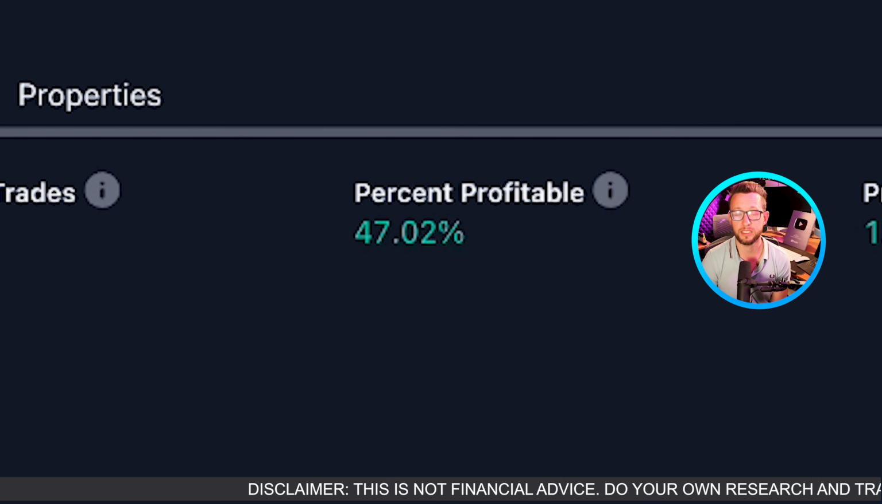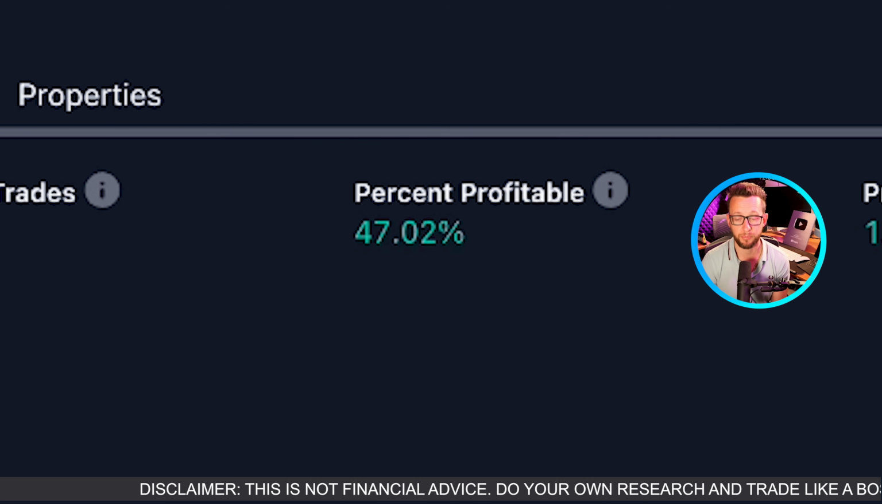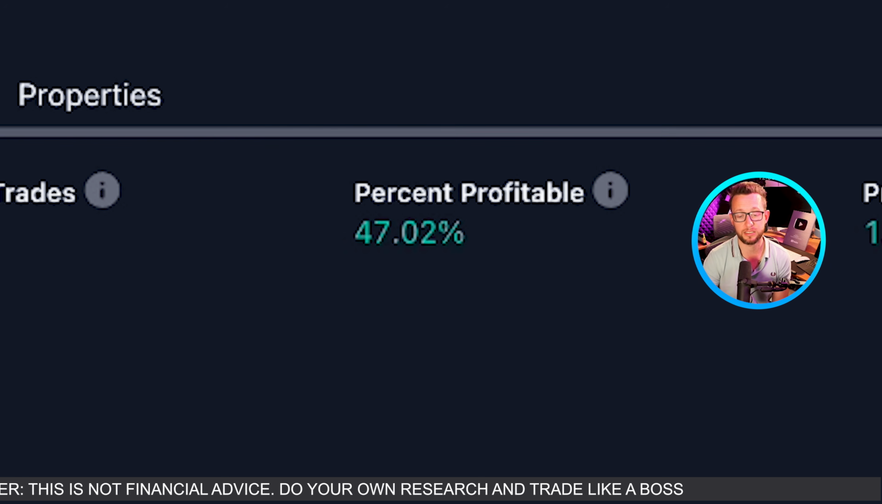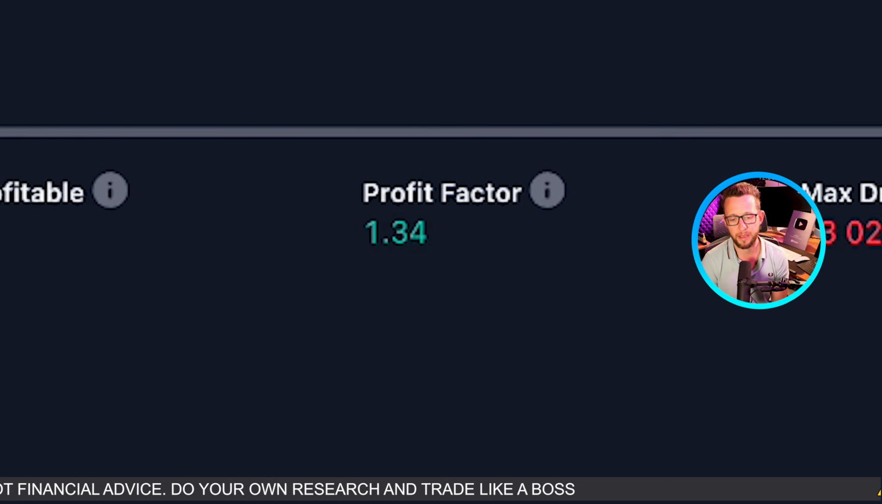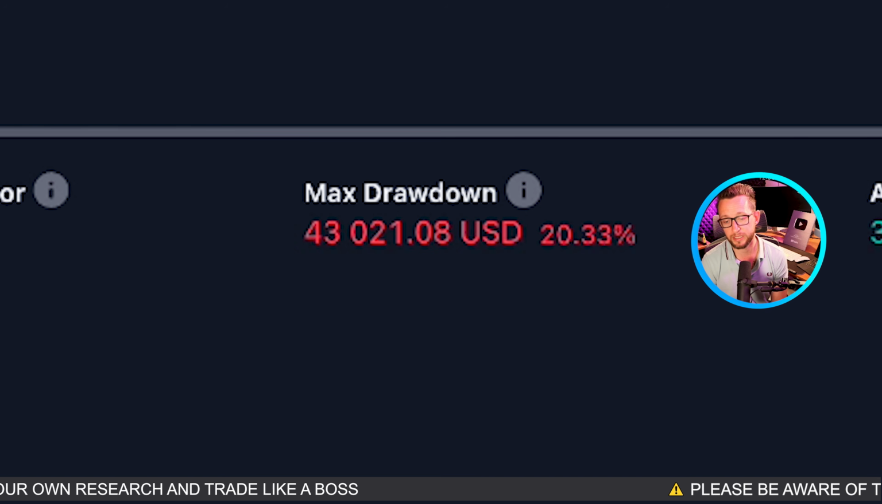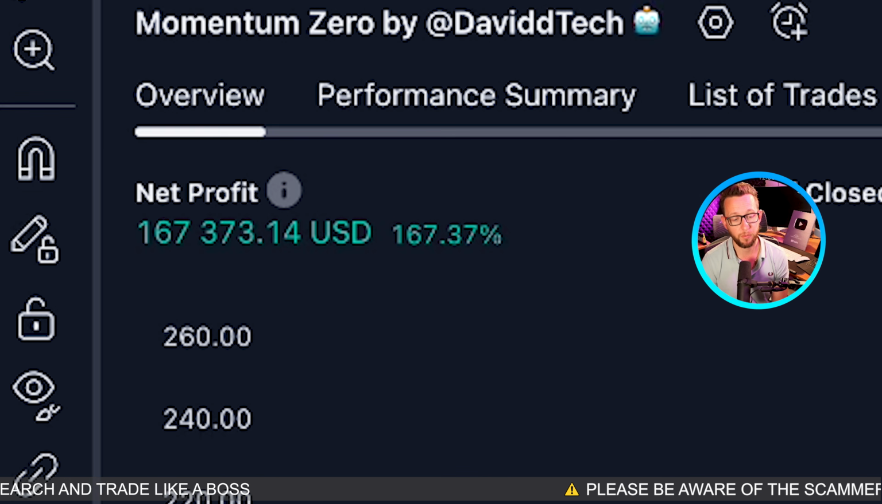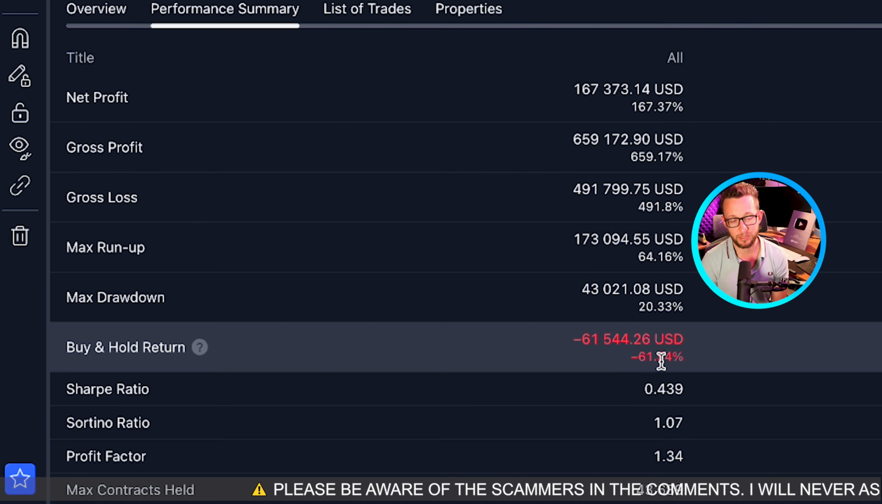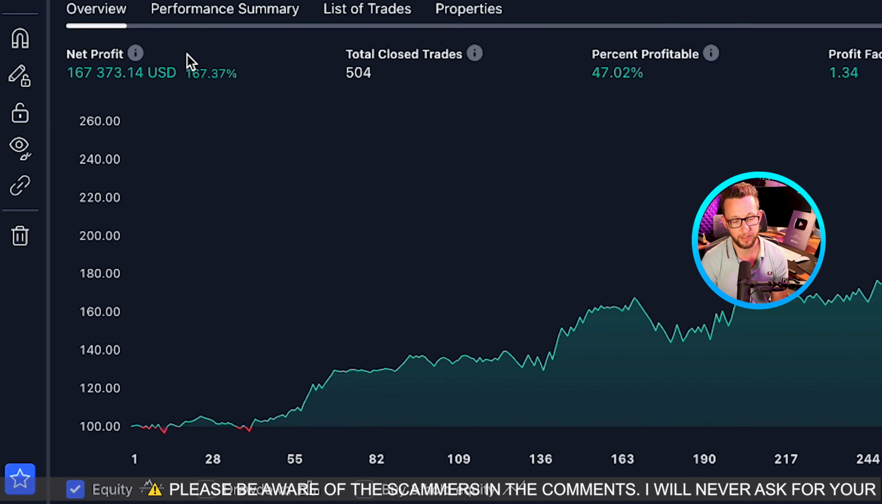We have a 47.02% profit, which obviously with such a high risk reward can be easily increased to over 50%. We have a profit factor of 1.34, max drawdown of 20%. We have a net profit of 167%, which is absolutely brilliant. When you look at the buy and hold of being minus 61%, this is an absolutely fantastic achievement.